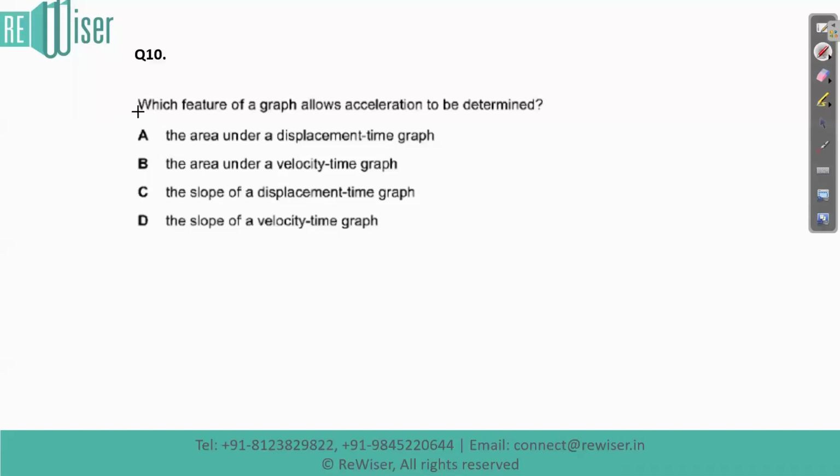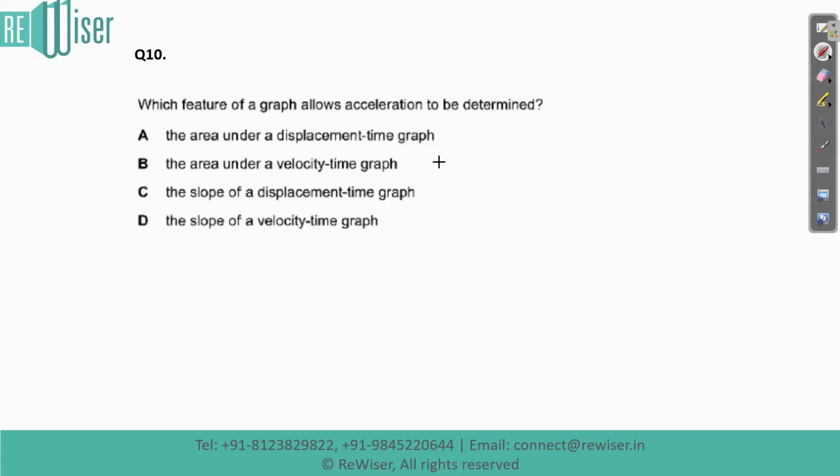Hello, as you can see in this question, it is asked which feature of the graph allows acceleration to be determined. Now, area under displacement and time graph, no, because it will be S versus T. Sorry, S into T. So this is not acceleration at all. So the first option is an incorrect answer.